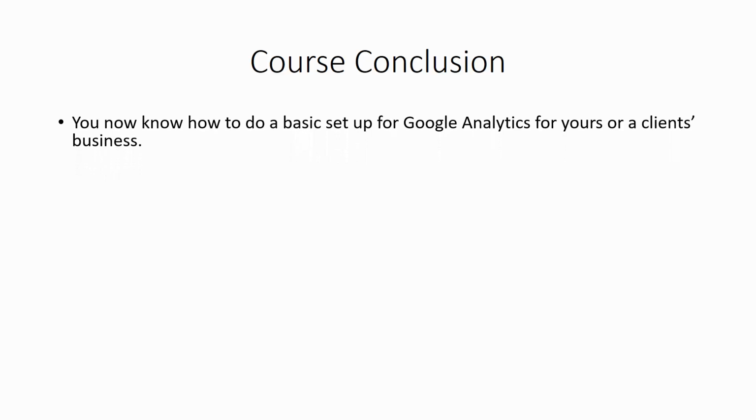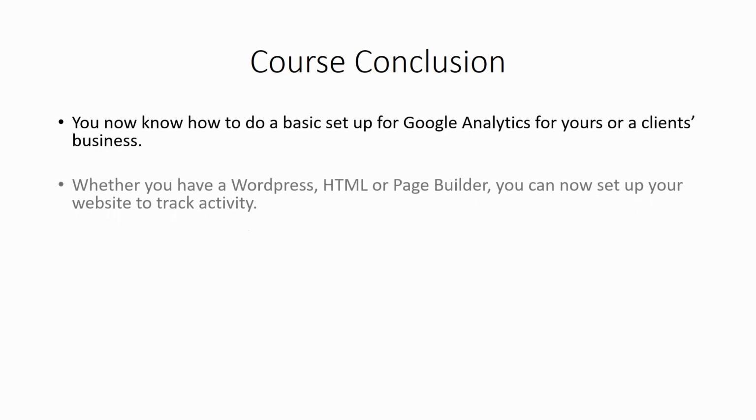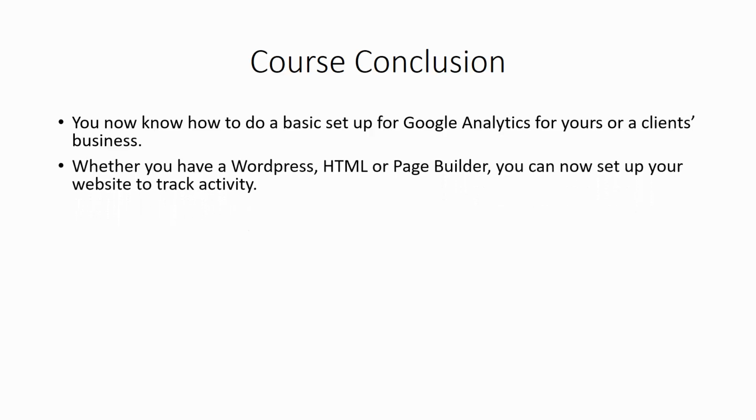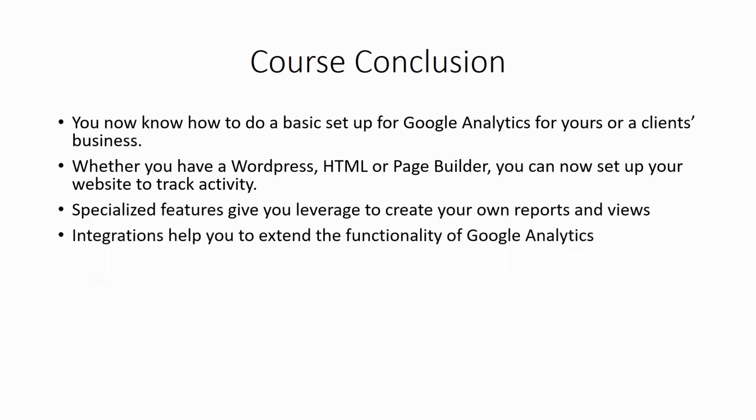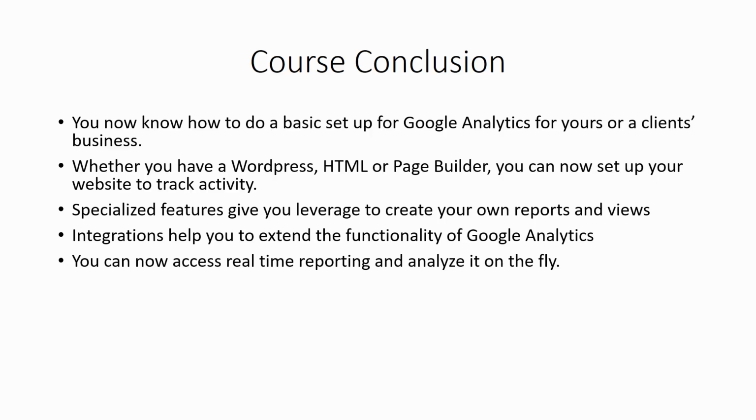In conclusion, you now know how to do a basic setup for Google Analytics for yours or a client's business. Now, whether you have a WordPress, HTML, or a page builder site, you can now set up your website to track activity. You've learned that the specialized features give you leverage to create your own reports and views of your information. You've also learned that integrations help you to extend the functionality of Google Analytics and give you even more leverage. And of course, you can now access real-time reporting and analyze it on the fly to know exactly what's happening on your websites at any point in time.